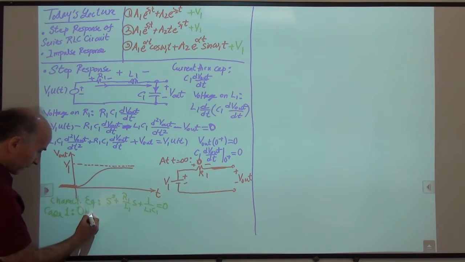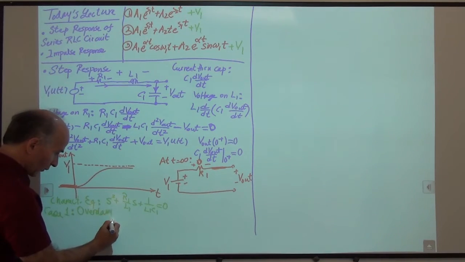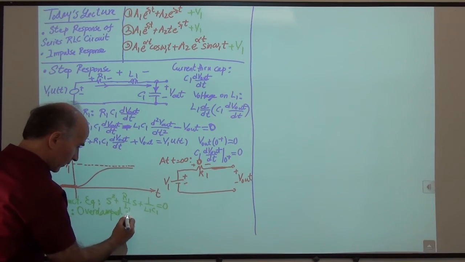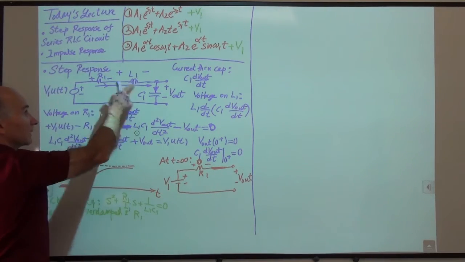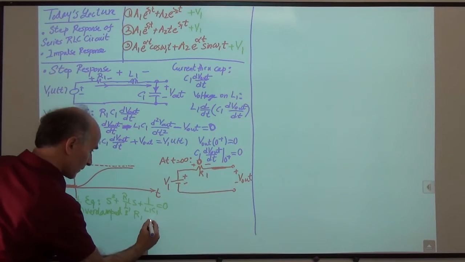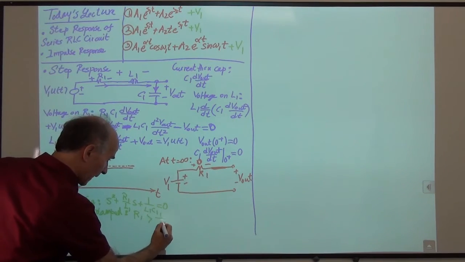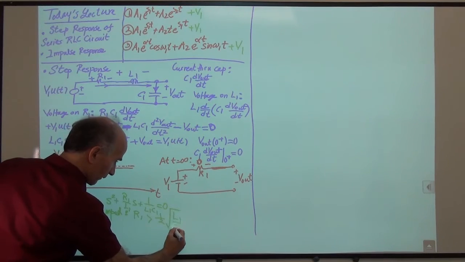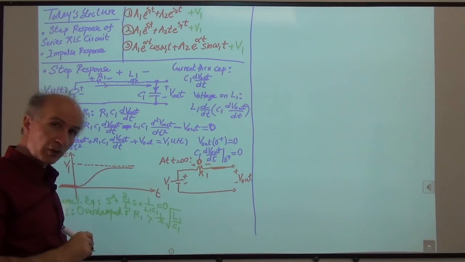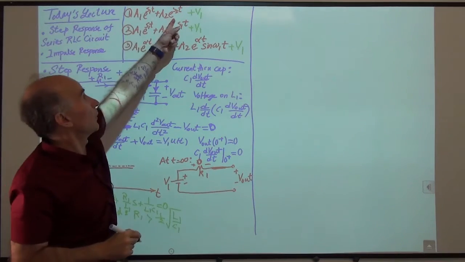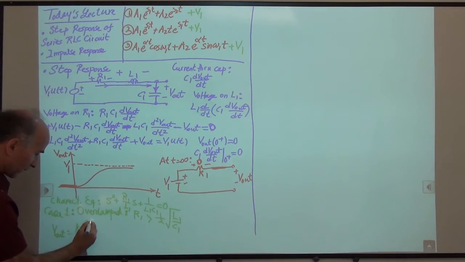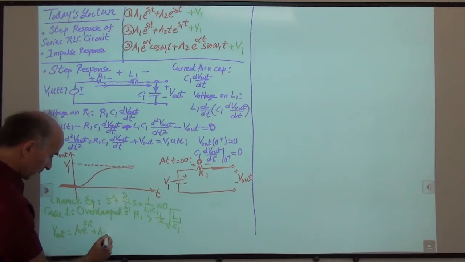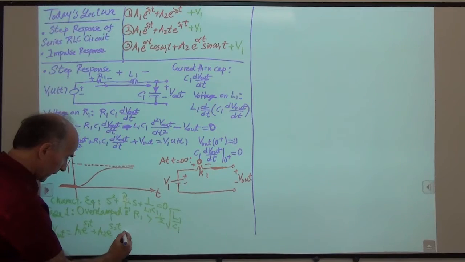We have an overdamped response, and if you remember, for the series RLC combination, that requires that R1 be large enough. This resistor has to be large enough to kill any possibility of oscillation here. So R1 has to be greater than 1/2 of the square root of L1 over C1. If that condition holds, the solution is of this form. So I can say that V out is equal to A1 e to the S1t plus A2 e to the S2t plus V0.